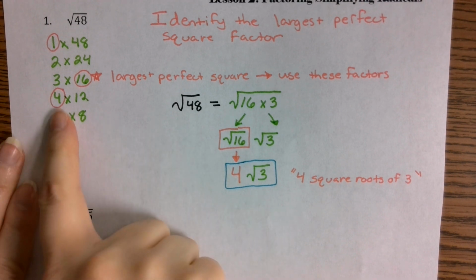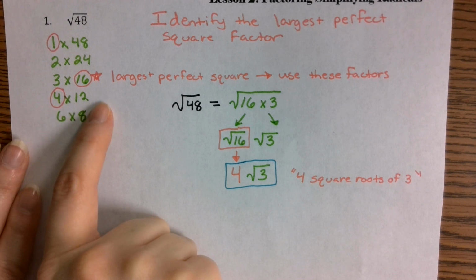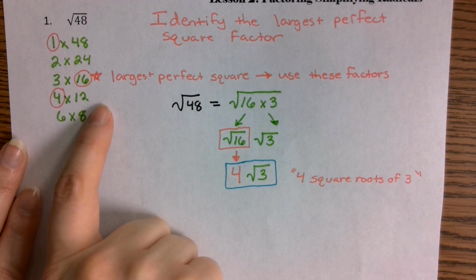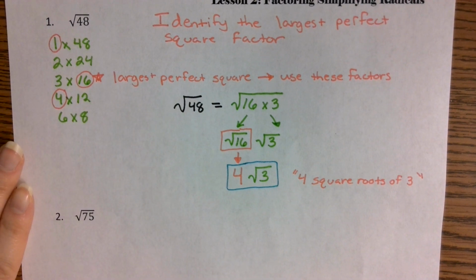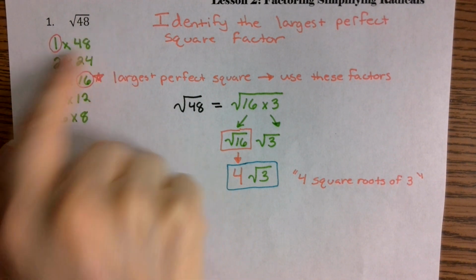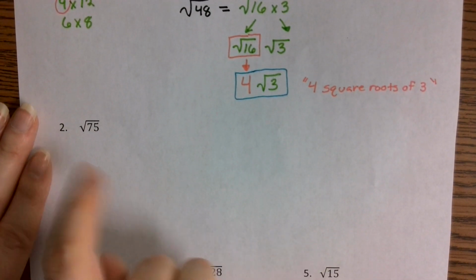If you don't, like let's say we just used 4 and 12, 12 could still be factored down because 12 is also divisible by 4. So you would have to factor it again. So you just want to be mindful of that. You need to know what your perfect squares are, and then you need to be able to break a value apart. Okay, let's try another one together.